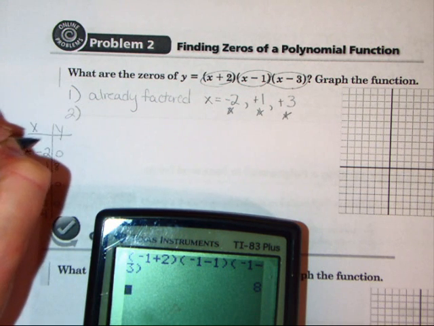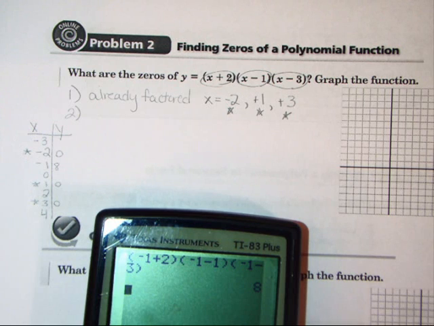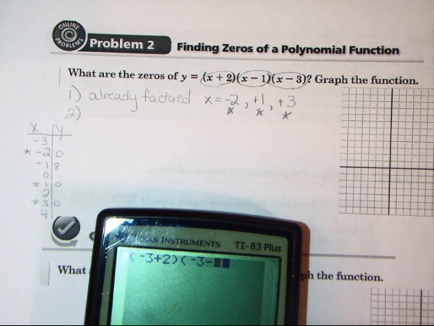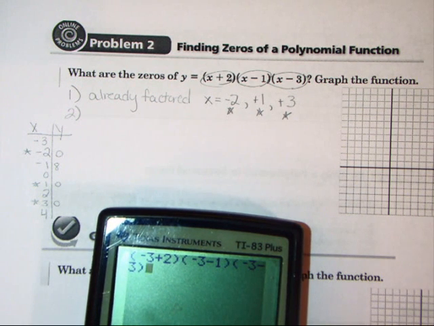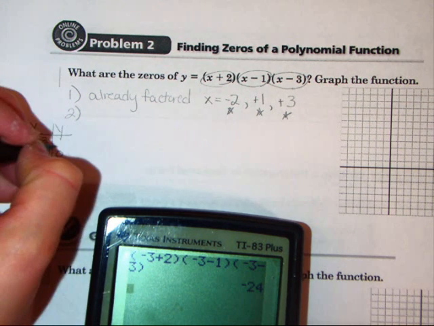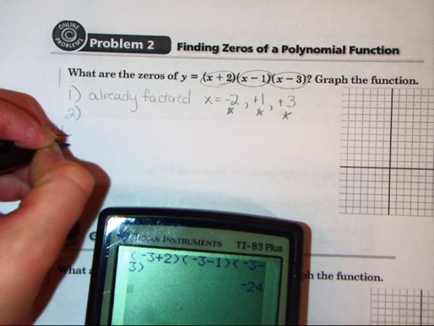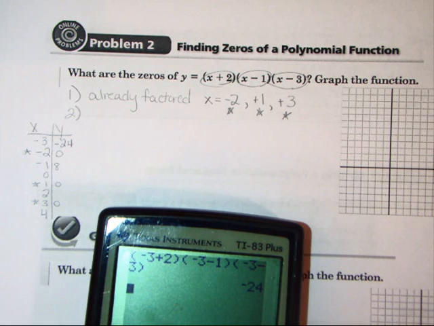Now we do need to go a little lower than our negative 2, so I'm going to go to negative 3. Let's plug in negative 3. Negative 3 plus 2, times negative 3 minus 1, times negative 3 minus 3. Now you guys should be able to do this in your head. If you can't, just use your calculator the exact same way that I am. You will get a negative 24, so that's pretty outrageous to graph, but we'll know that it's negative really far down.